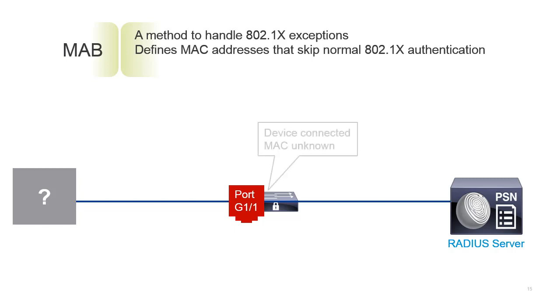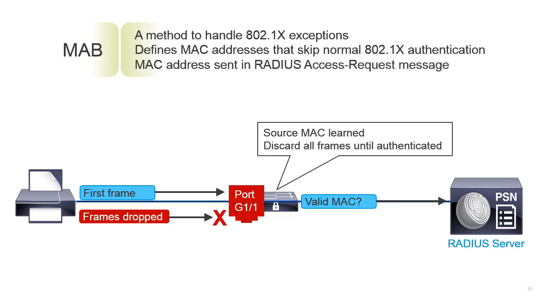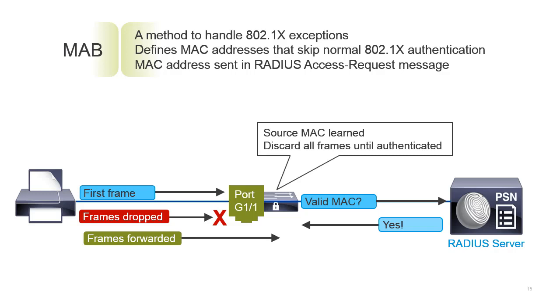Now initially, endpoint identity is unknown. When the switch receives that first frame from the endpoint, it learns the source MAC address. Now it doesn't forward this frame nor any subsequent frames because the port is not yet authorized. However, it forwards this MAC address to Cisco ISE as a RADIUS access request message. Assuming that this is a valid MAC address, Cisco ISE sends an access accept message and the port is authorized. The switch uses source MAC address filtering to help ensure that only the MAB authenticated endpoint is allowed to send traffic on this port.